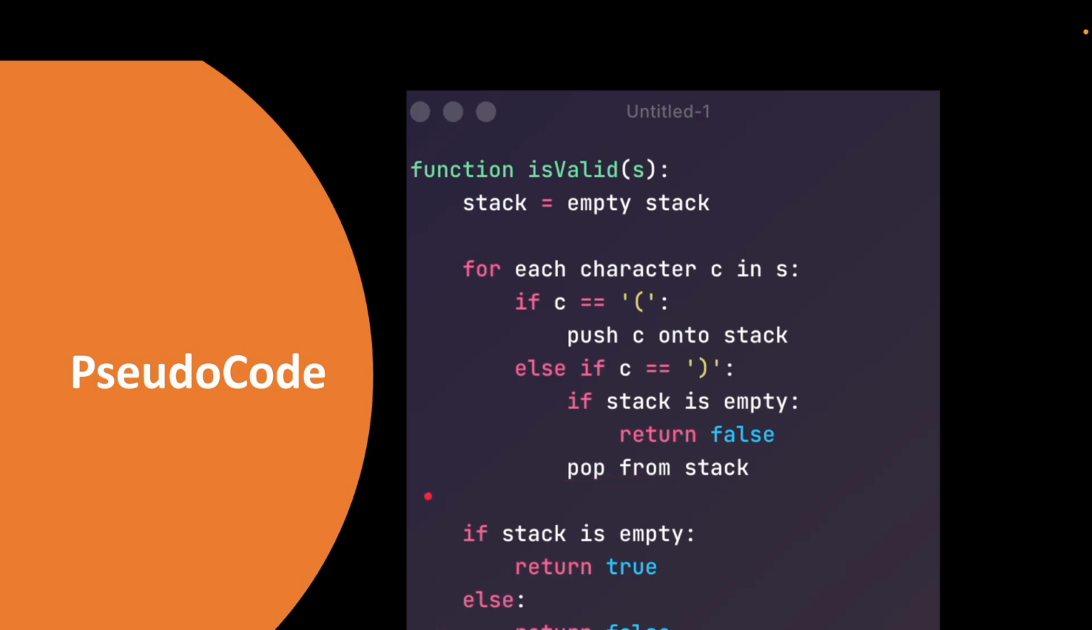And at last, if there is something left in the stack, that means it is not valid, so we will return false. If the stack is empty, we just return true.